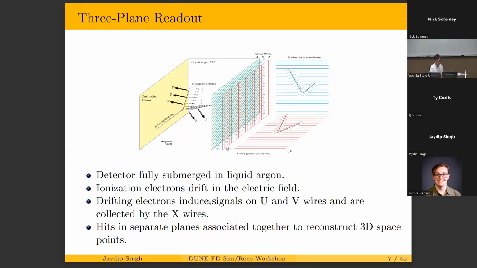This is the layout for the DUNE far detector, single phase. In this phase, the detector will be fully submerged in the liquid argon. Once a charged particle passes through the liquid argon, it will ionize the argon atoms, and the ionization electrons will be drifted toward the anode planes through the electric field. These ionized electrons will be collected on the anode planes, and these signals will be observed as hits. In this work, I will be using the hits and the space points. From the hits and other information, I will reconstruct the space points. I will come to that later.